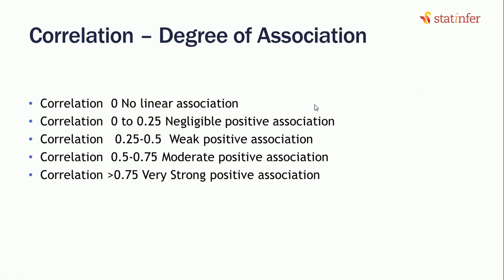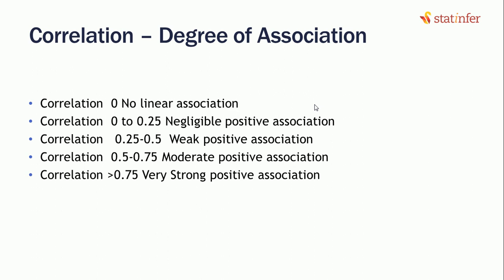Let us try to put the correlation coefficient on a scale and understand what kind of value represents how much degree of association. So correlation of 0 would mean that there is no linear association between 2 variables. Correlation of 0 to 0.25 would say there is negligible positive association. Correlation of 0.25 to 0.5 would mean there is a weak positive association, and correlation between 0.5 to 0.75 would mean there is a moderate positive association. But if the correlation value is more than 0.75, we would say there is very strong positive association.